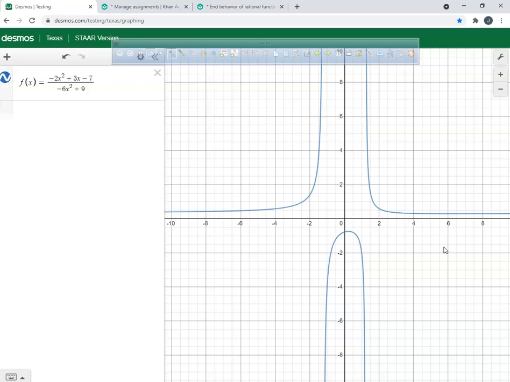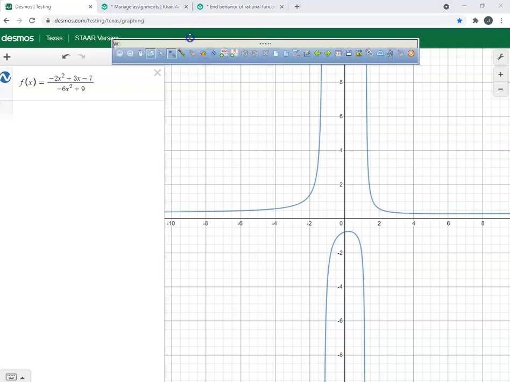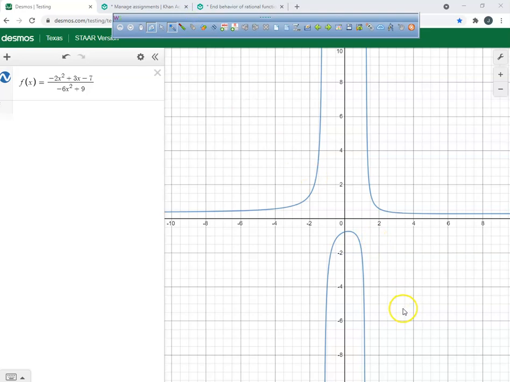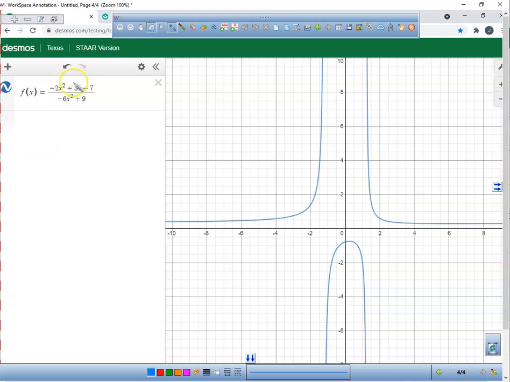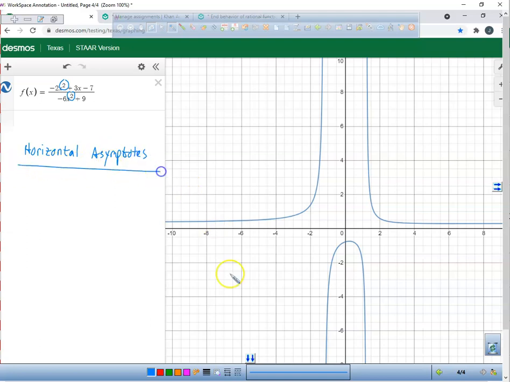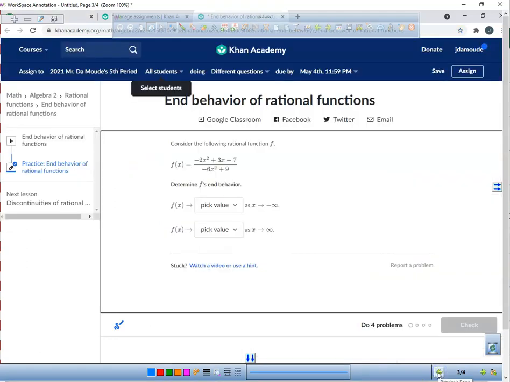Okay, goofy looking problem here. Now, there's a little rule right here. Do you guys see how these powers are exactly the same? I have a feeling we might have to deal with these things called horizontal asymptote rules. They're not that hard. Negative 6x squared plus 9.